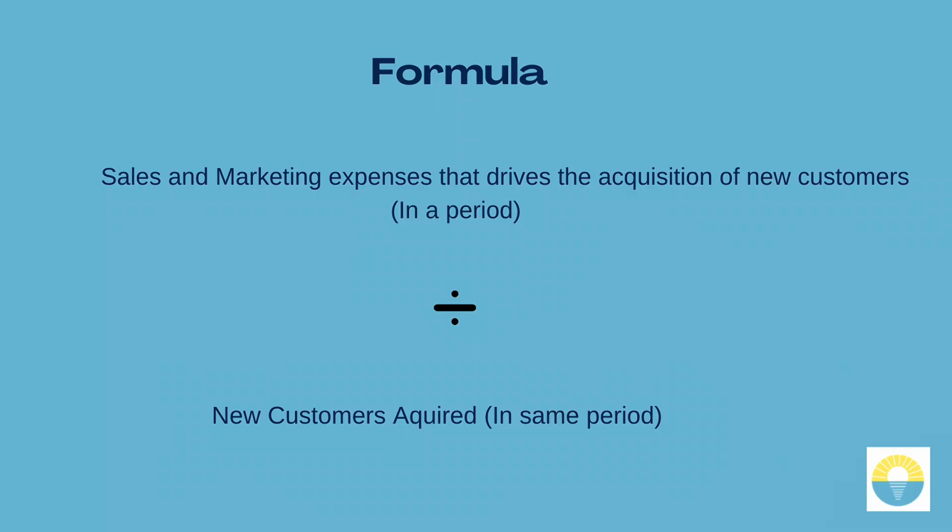Then, what is the formula? Now, the formula is also very simple. You would use all your costs to win your customers. That's all your sales and marketing expenditure, costs like promotions and advertising, everything together. If you then divide that over the number of customers that you've attracted, that will basically give you your customer acquisition cost.